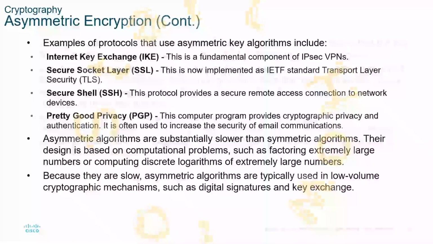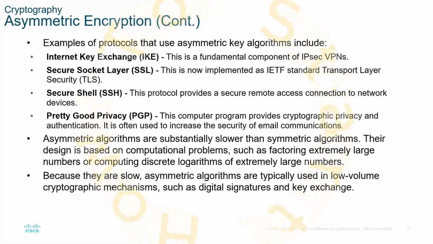Moving past that, we have our key exchange, because there is a private key and a public key, there has to be some way to disseminate those keys. There is IKE, the Internet Key Exchange, and this is a fundamental portion of VPNs. We have SSL, that's used for securing our web-based certificates. We have SSH, that's for remote access. And we have PGP, and that is for email encryption.